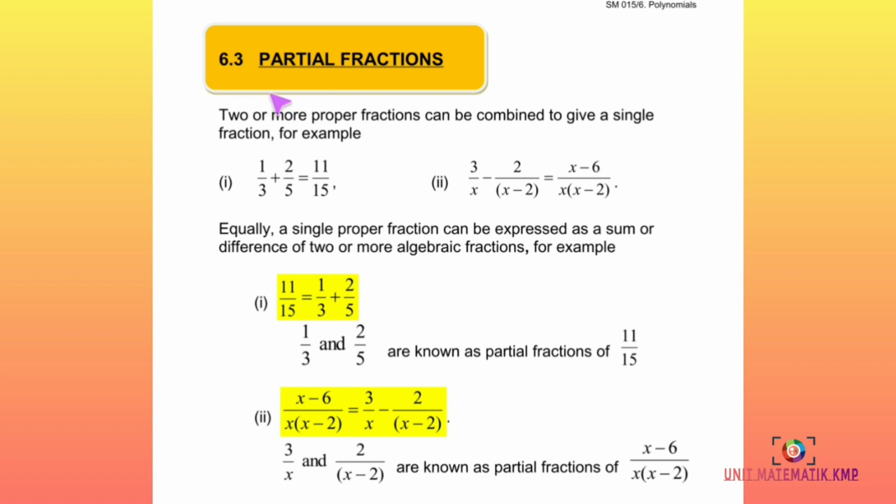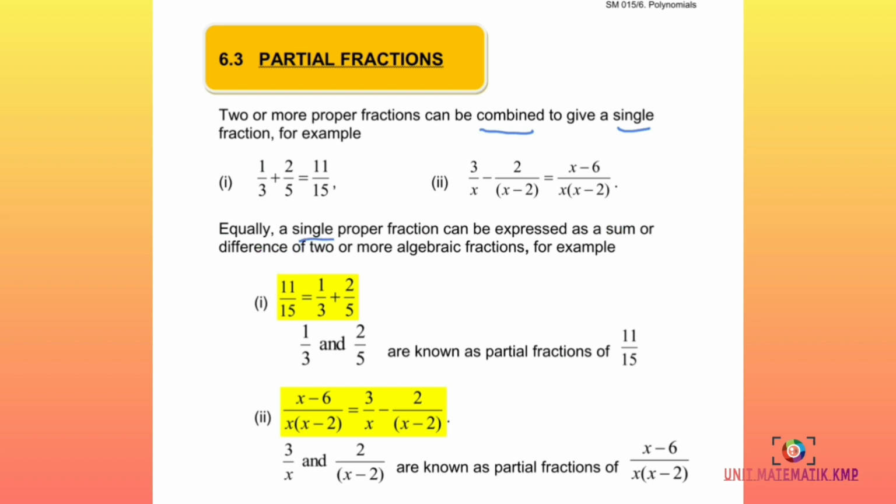Subtopic 6.3: Partial fractions. Two or more proper fractions can be combined to give a single fraction. For example, 1 over 3 plus 2 over 5 is equal to 11 over 15, or 3 over x minus 2 over (x minus 2) is equal to (x minus 6) over x times (x minus 2).